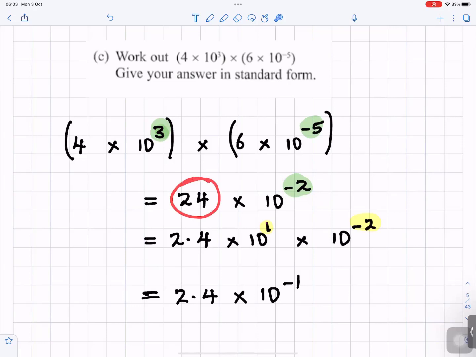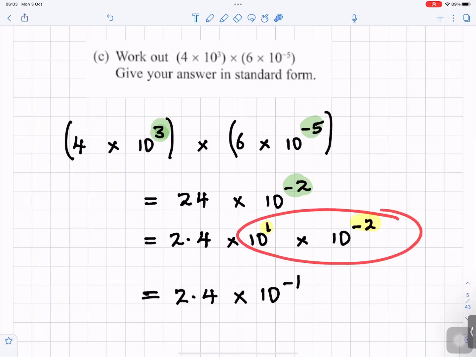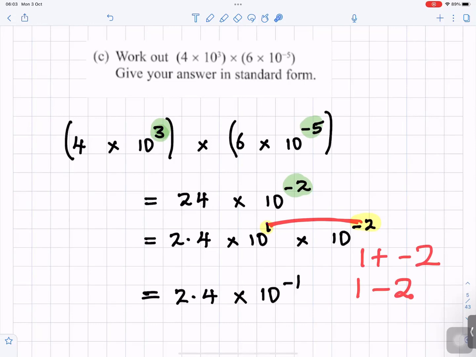But this is 24. In standard form, there must be a decimal point after the first number. So 24 is the same as 2.4 times 10 to the power 1. So you write 24 as 2.4 times 10 to the power 1 and times that 10 to the minus 2. Now we put these two together. 10 and 10, they're the same base, so you add the power. 1 plus minus 2, same as 1 minus 2, which is minus 1. So you get 2.4 times 10 to the minus 1.